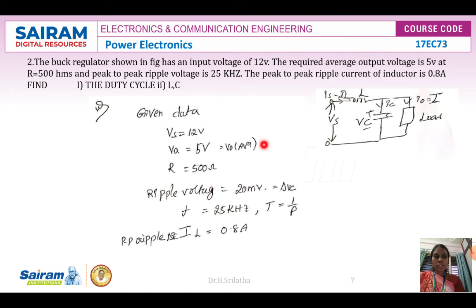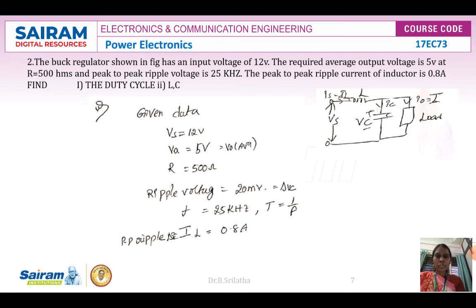Always, what I told in the first step, we need to write the given data, then only it is easy to solve it. Okay, what is the given data? The source voltage is 12 volts and output voltage V0 is 5 volts, and resistor is 500 ohms, and frequency is 500 hertz. So from that we'll get the T value. And one more is the peak to peak ripple current, delta I is 0.8 amperes.